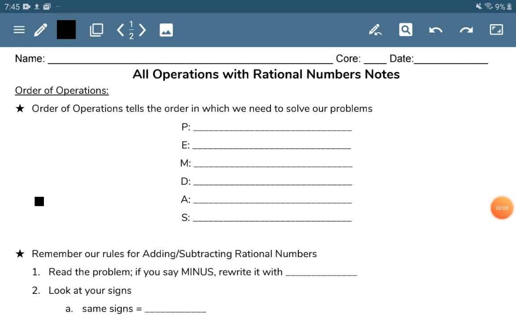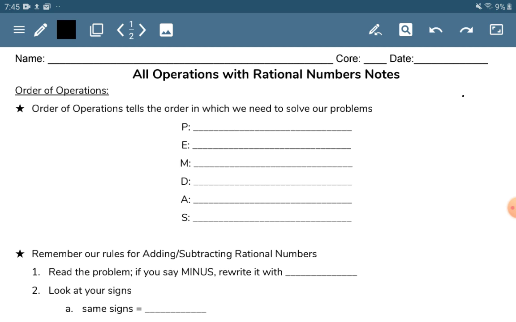We are going to continue building from our rational number operations that we talked about previously, and we're going to put all of them together. One of the things that we need to keep in mind is our order of operations. So hopefully this is review, but our order of operations tells us the order in which we need to solve our problems. One of the ways you remember it is the phrase, "Please excuse my dear Aunt Sally," or PEMDAS. Each letter stands for the steps in which we should solve the problems.